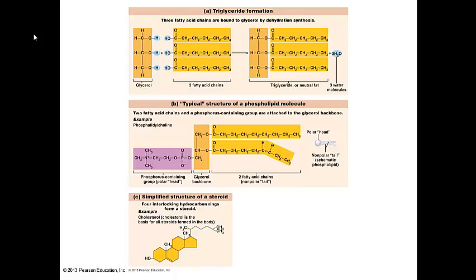Glycerol and fatty acids. We can have phospholipids if we add a phosphate. Eicosanoids is another name for very large lipid molecules.